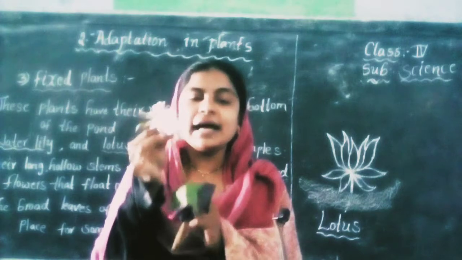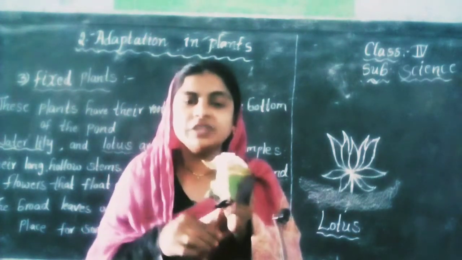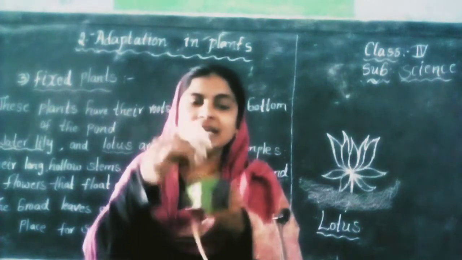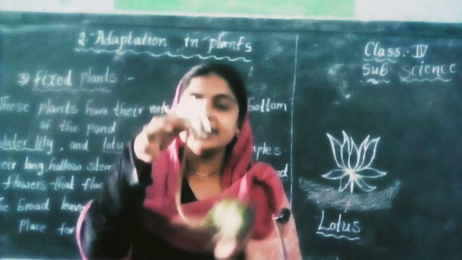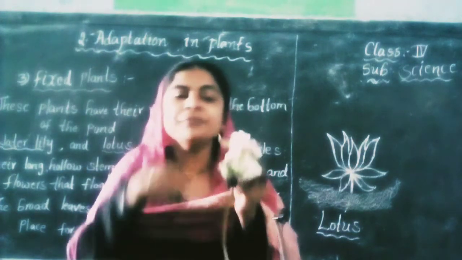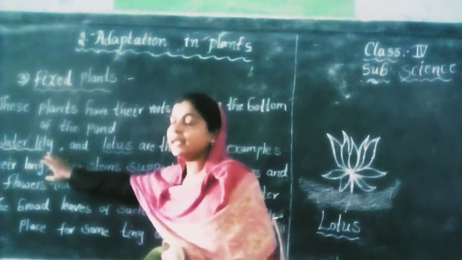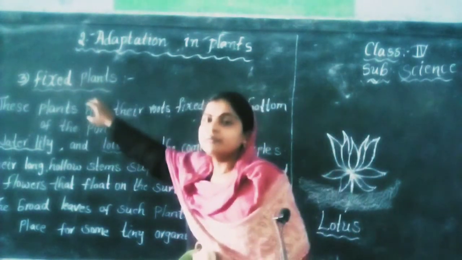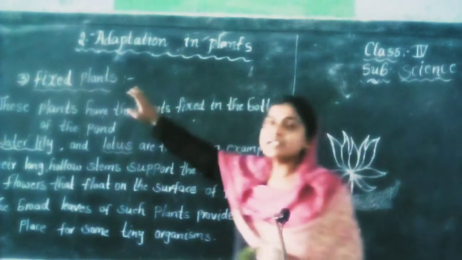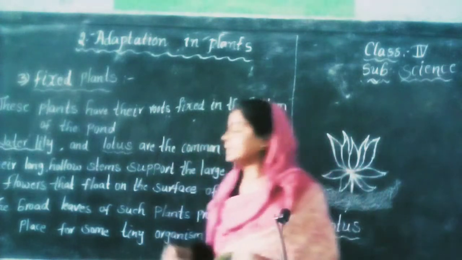These plants have their roots fixed on the bottom of the pond. For example, water lily and lotus are the common examples of fixed plants.